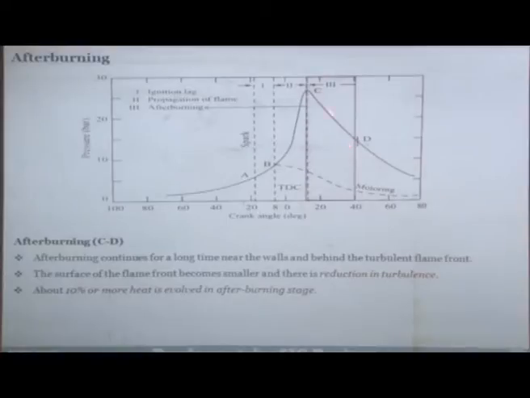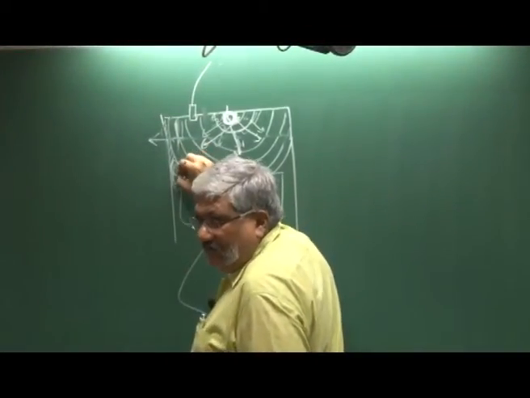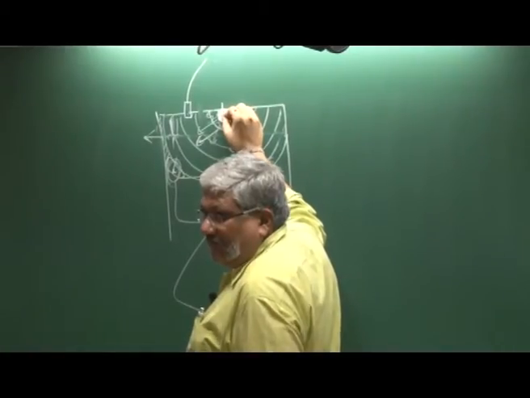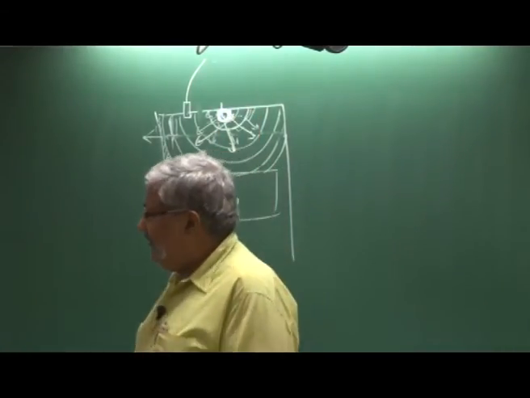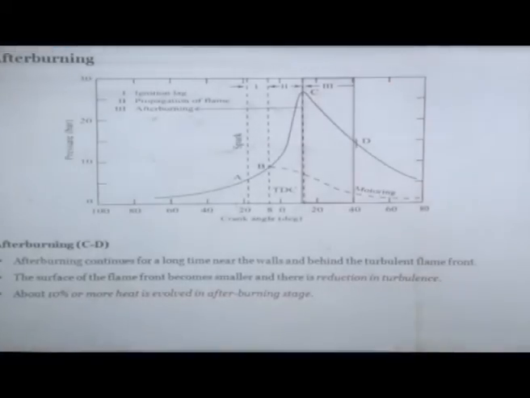Let us look at the third part CD. Afterburning continues for a very long time near the walls and behind the turbulent flame front. The surface of the flame front becomes smaller and there is a reduction in turbulence. So, suppose you have moved up to here, the flame front will still continue in this small area. So, here the turbulence will obviously not be as high as it will be in the center. About 10% heat is released in this phase.